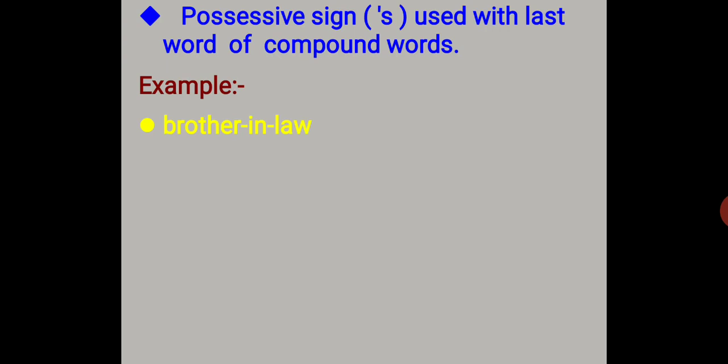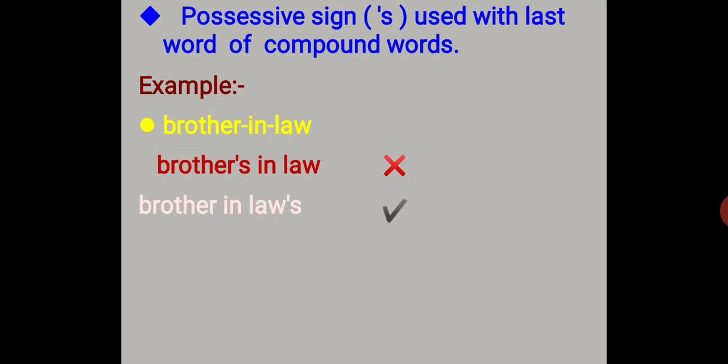Brother-in-law. Brother-in-law is the combination of three words: brother, in and law. If we want to show possession, what can we do? We cannot write it like this, brothers-in-law. It is the wrong way. But we write brother-in-law's. It is the correct way to write them in a possessive form.